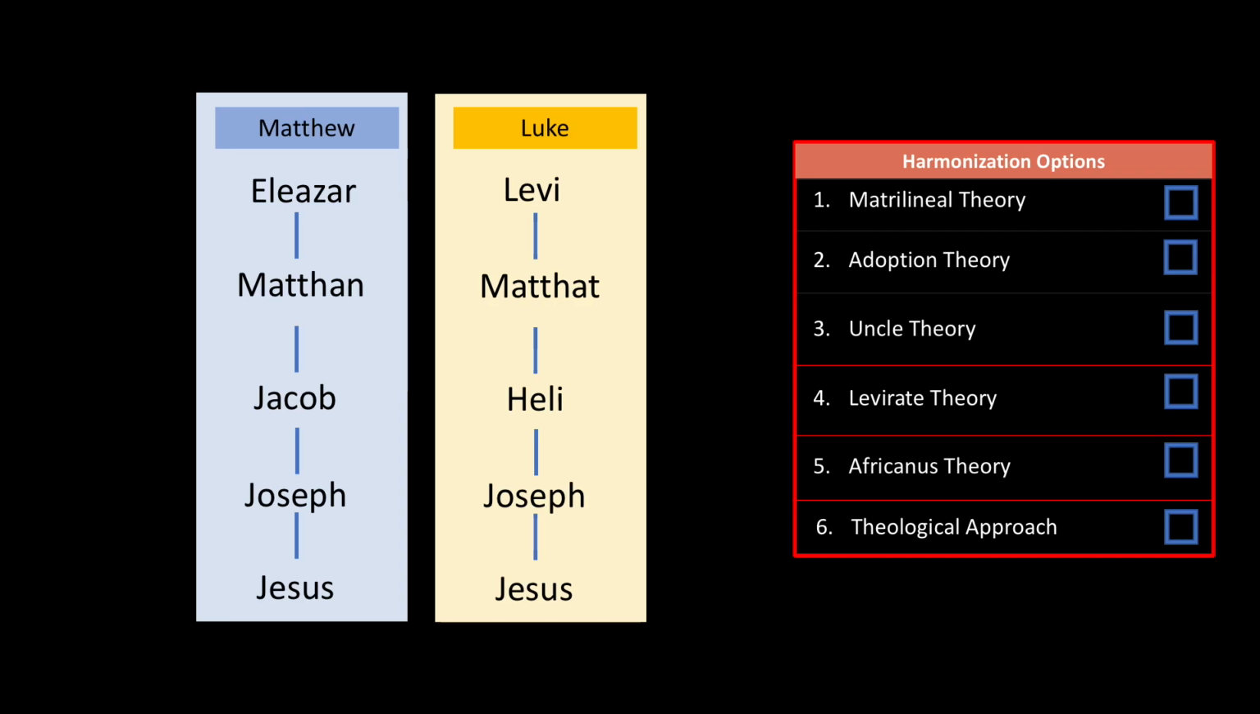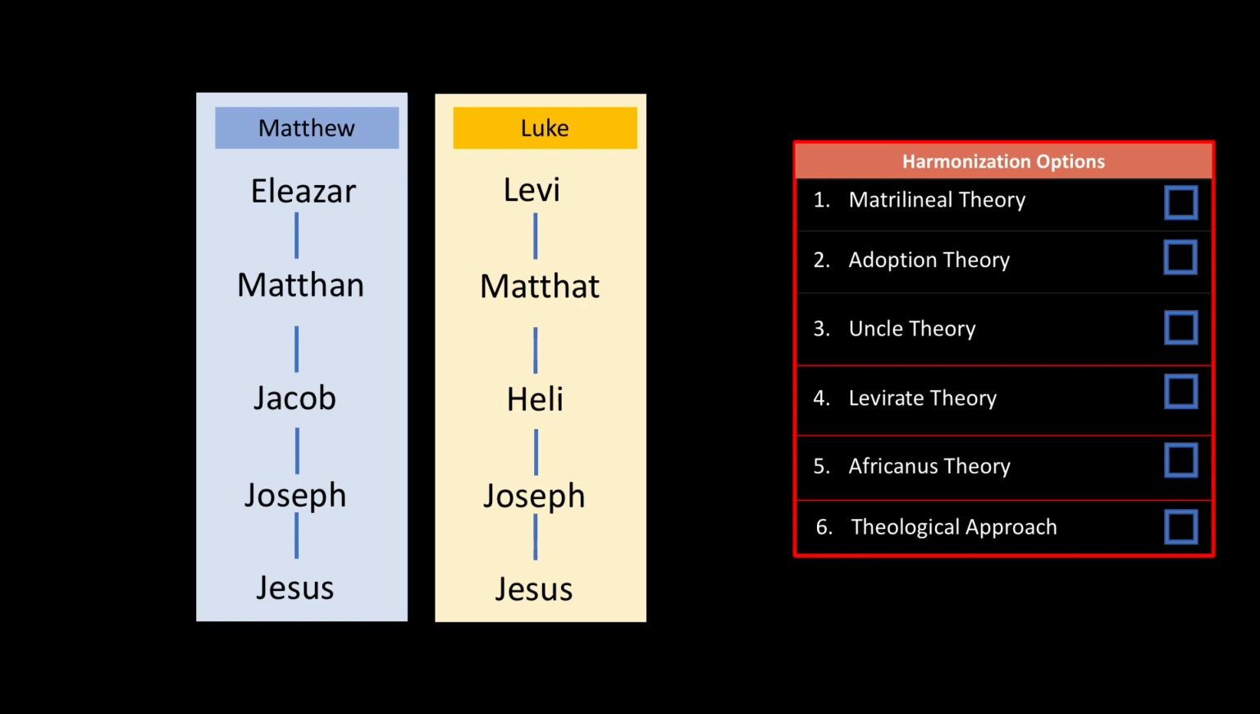Welcome back. In this video, we're going to begin working our way through all the different options people have proposed to harmonize the two genealogies. As you can see on your right, the first option we're going to be addressing is the matrilineal theory. So let me begin by giving you a bit of background.